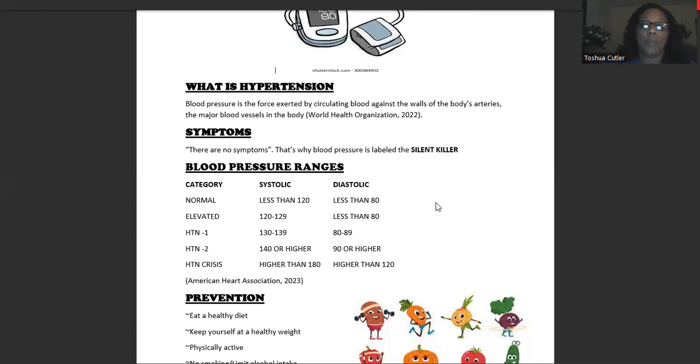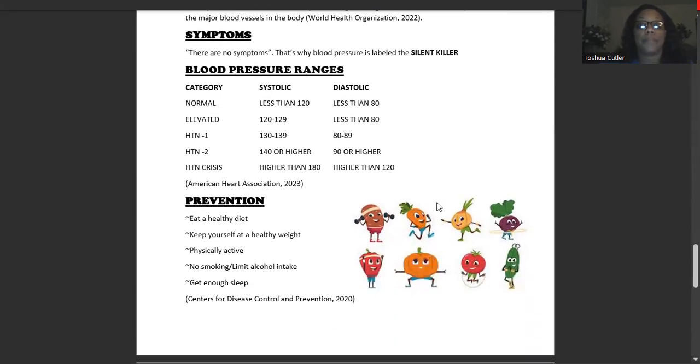Again, the normal blood pressure with a systolic of less than 120 and a diastolic of less than 80. Hypertension beginning again at 130 to 139 systolic and 80 to 89 diastolic. In a hypertension crisis, systolic blood pressure higher than 180 and diastolic higher than 120.